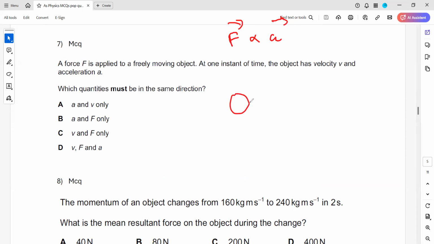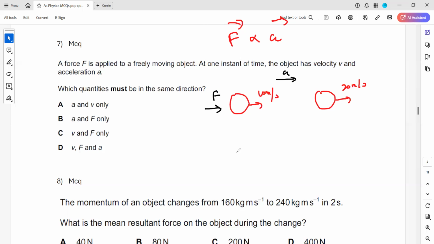For example, if there was an object moving at a speed of 10 meters per second and it changes the speed to 20 meters per second, what is the direction of the acceleration? Towards right, because it is changing the speed towards right. So what is the direction of the force? The direction of the force is also towards right.